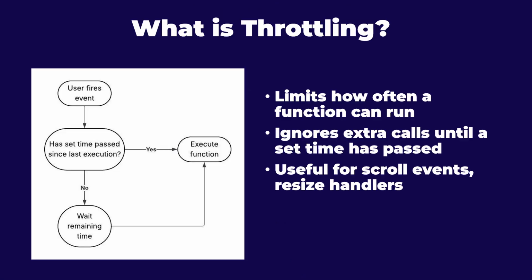Throttling limits how often a function runs, even if the event keeps firing. Imagine you're at a crosswalk button. Pressing it 20 times in a row doesn't make the light change faster. It only responds every X seconds. This is useful for scroll events and resize handlers.